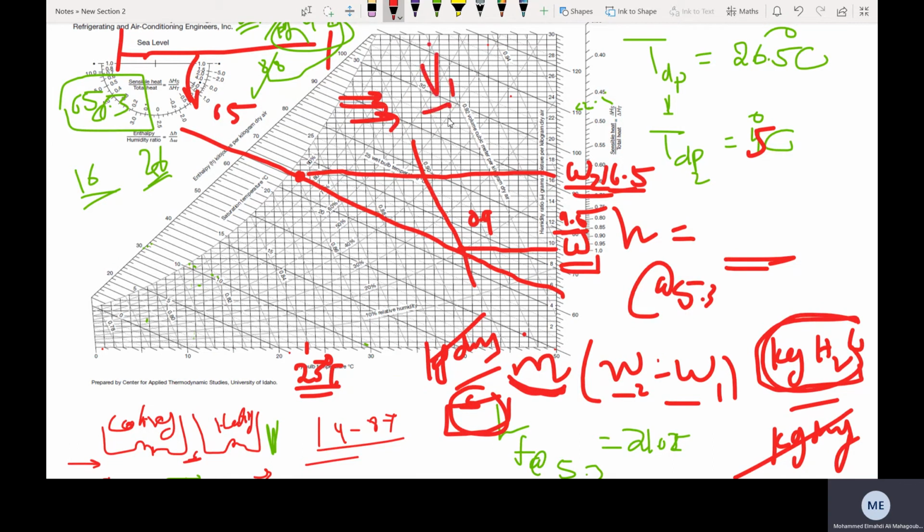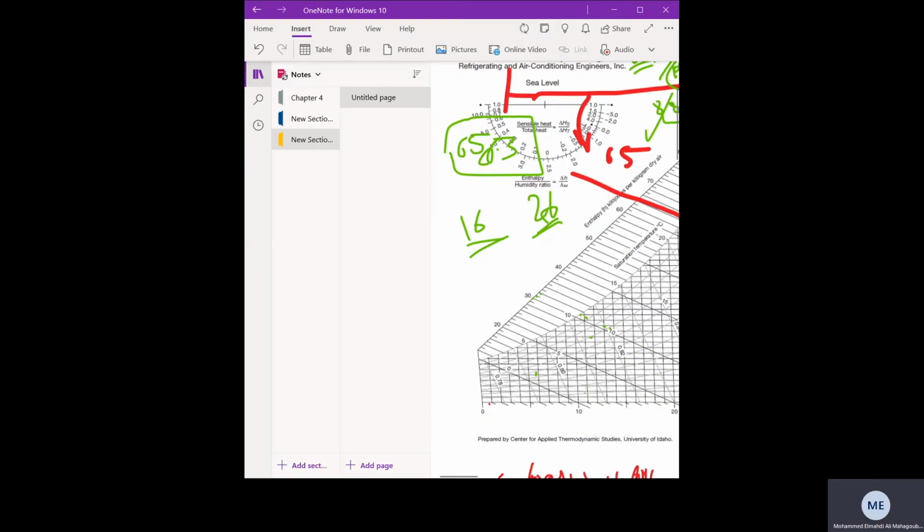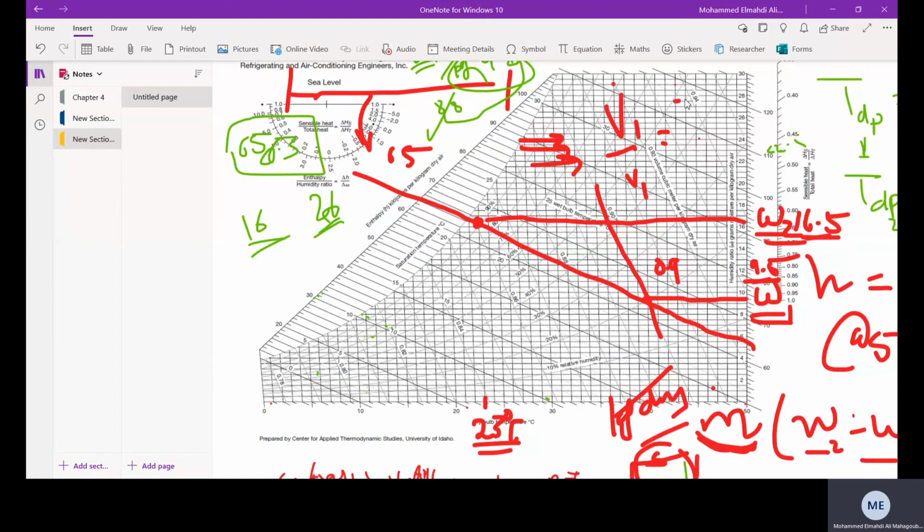So V dot 1 over v small 1. It was in which unit? It was 7 meters cubed per minute. So 7 meters cubed per minute, so I need to divide by 60, over this amount, which is 0.9, in cubic meters per kilogram of dry air. Okay, so 0.92. And I get my unit from here.